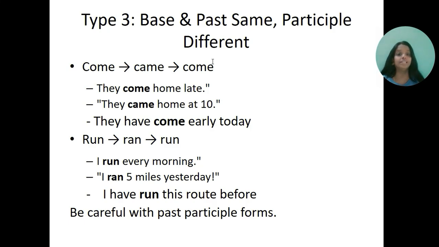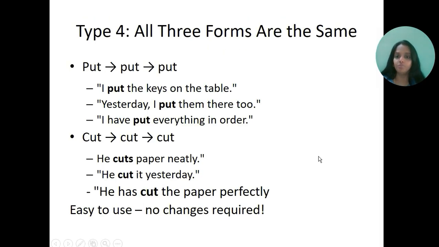It's run again as past participle. We are just adding have. The next one is the last type, type 4. All three forms are same here. This is the easiest group because the base, past tense, and the past participle all are same, no change.